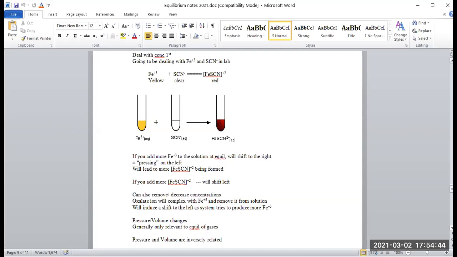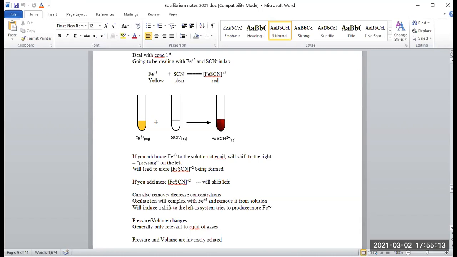What if I add more product? What if I add more FeSCN? Well, that's kind of making it flow backward. It's going to shift to the left because it now thinks that there are too many product molecules. And so it hastily disassembles a few of them and sends them back in the direction of becoming Fe+3 and SCN-.